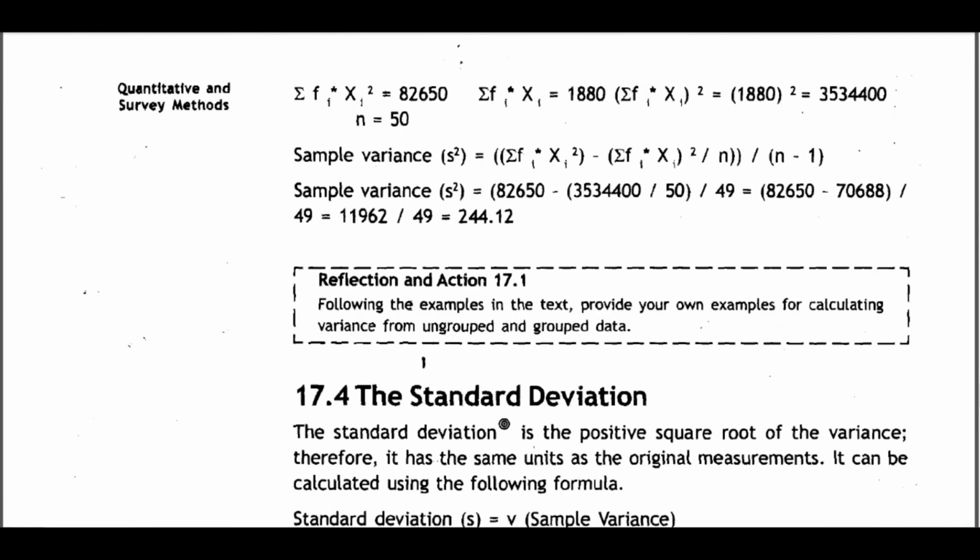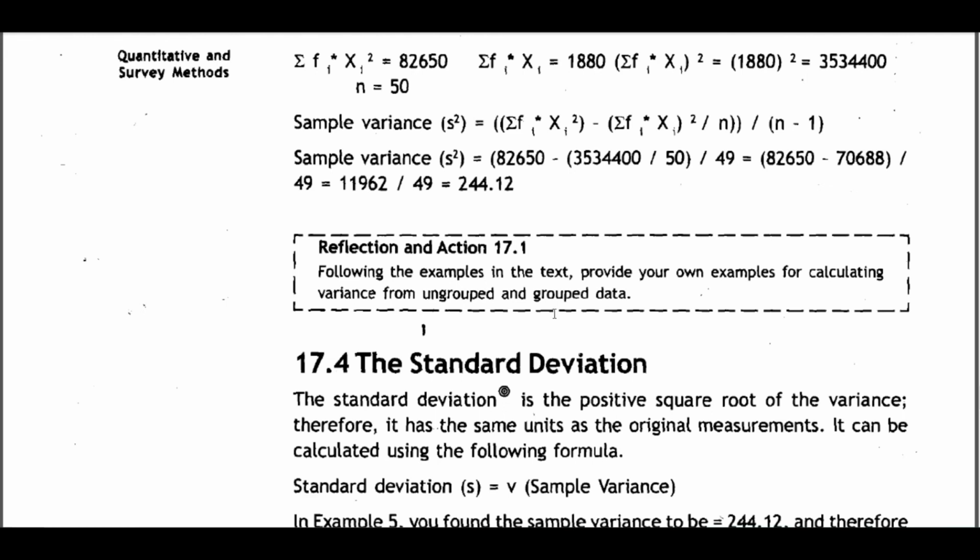Reflections and action 17.1. We have to do all this ourselves. Only the value calculation is needed, since the formula is already there, and how that formula is derived you have already seen in the session. Following the examples in the text, provide your own examples for calculating the variance from ungrouped and grouped data.